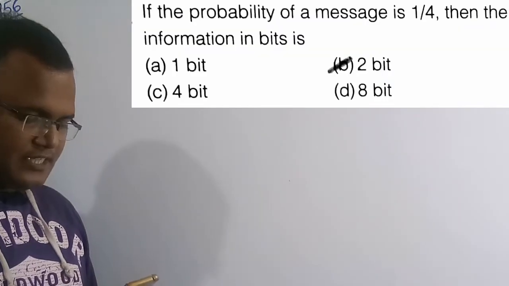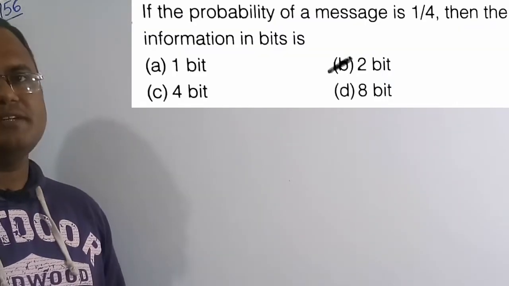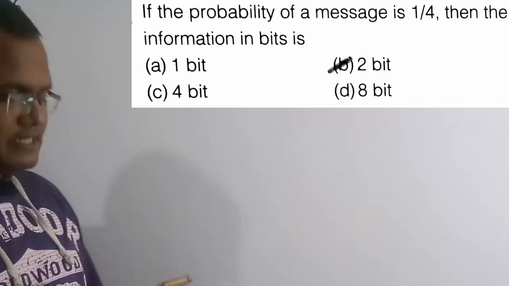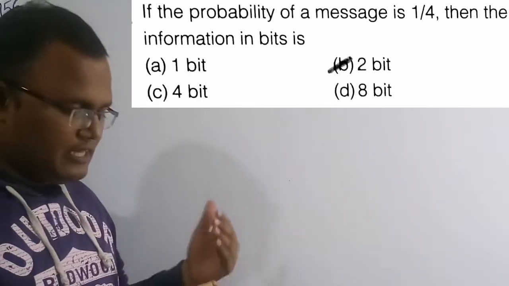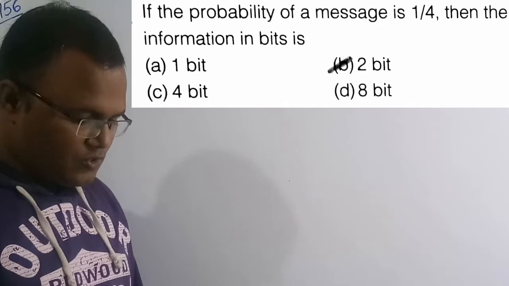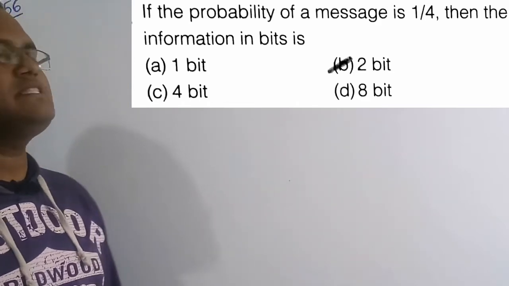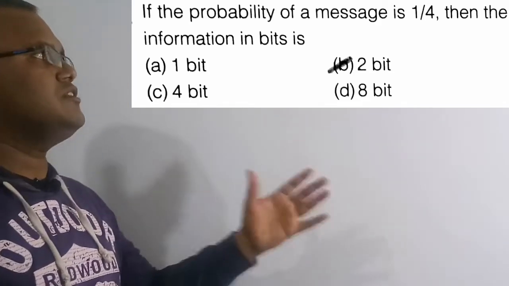Now we are going to solve the 156th question. See the question here: if the probability of a message is 1/4, then the information in bits is? Out of these four options, option B, 2 bits, is the correct solution. So let's solve this numerical.